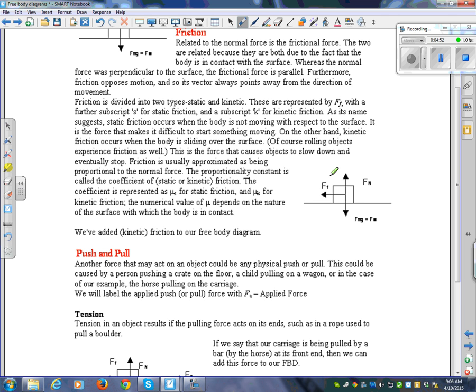But does friction push all by itself? Like my hole punch sitting there right now, gravity's down, normal force is up. Is there friction acting on it? Yeah. Really? No, it's not moving. Friction only occurs when what? An object is in motion.